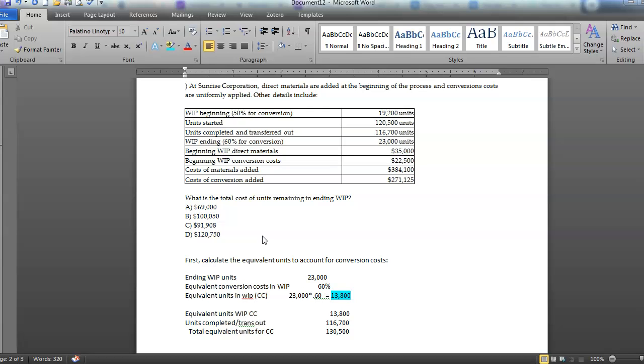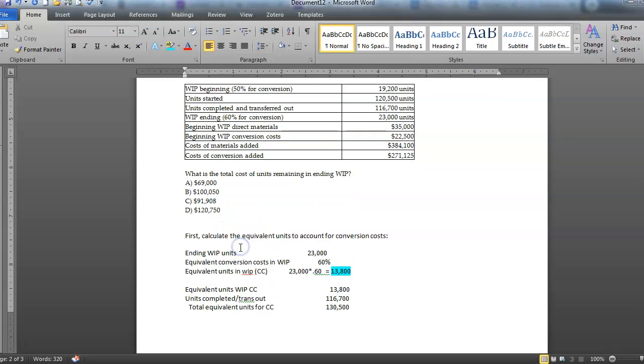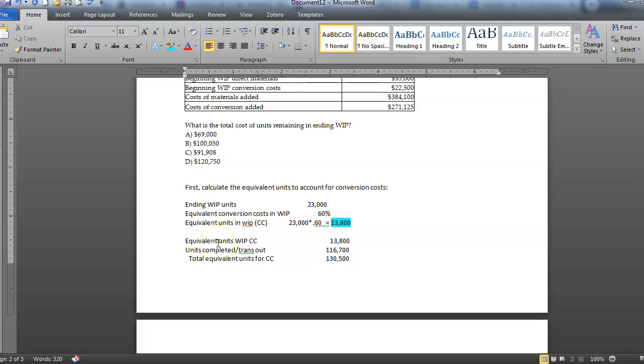various types of questions. Given that Sunrise Corporation has the materials added at the beginning of the process and the conversion costs are evenly applied, we want to compute what is the total cost of units remaining in work in process. To do this, we've got to do a number of computations. And for me, I thought maybe if we did it in different stages, it might be easier to grasp.